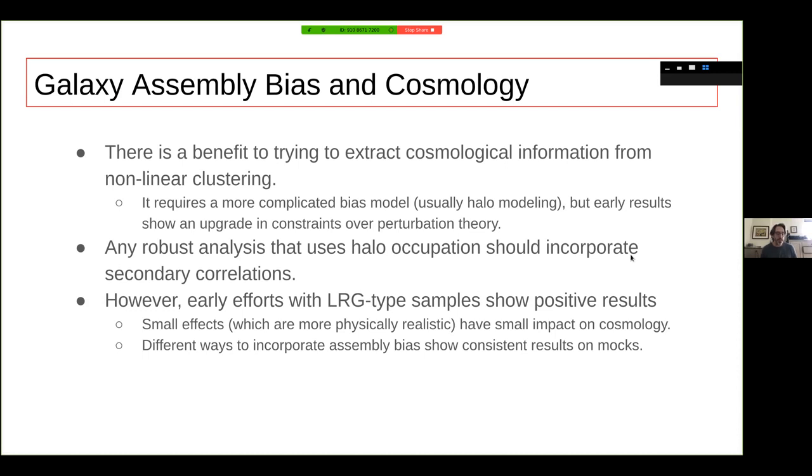Part of that is just a purely psychological reason, because you want to convince the rest of the community that you've done a robust job, but part of it is that not only are there obvious correlations between assembly bias and cosmology, but there may be hidden correlations that you didn't expect before you actually started the analysis. But the early efforts with LRG type samples were pretty positive. The small effects that we've seen, 10% or so or less, will have a small impact on cosmology. And different ways to incorporate assembly bias actually show consistent results on the mocks. So next slide, please.